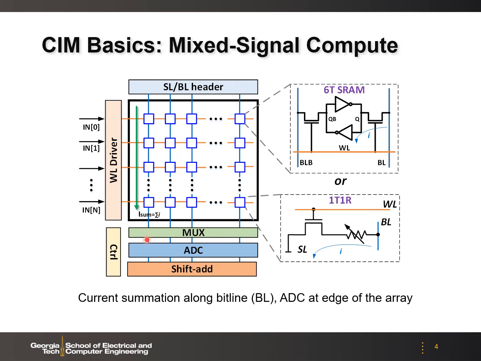At the end of the column, we may need the muxes to switch between columns, and then we may have the analog to digital converters like ADCs to convert the analog output to the digital. And then, depending on the precision of the weights, we may have to shift and add different columns due to the different significance. So this is a general scheme for the mixed signal computation, where the memory core performs the analog computation, and then we use the ADC as edge to digitize.